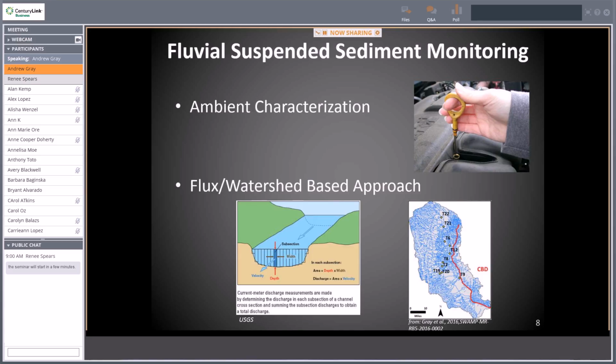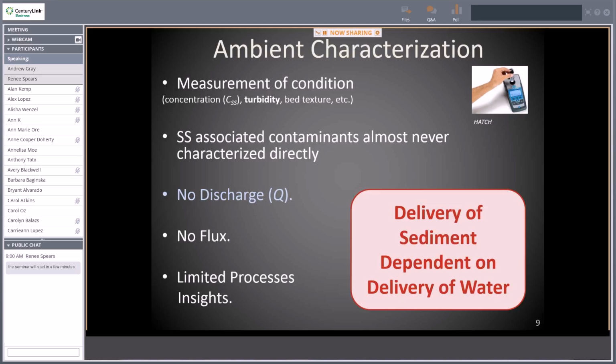So the ambient characterization approach is really a dipstick where you're taking a snapshot of the abundance at a given time, whereas a flux-based approach incorporates the fact that you're dealing with a dynamic condition that's closely related to the flow of water through the stream. So you actually have to consider discharge as well. And so with ambient characterization, you can go in and measure a condition, whether it's suspended sediment concentration or more likely turbidity these days, bed texture or some other things as well.